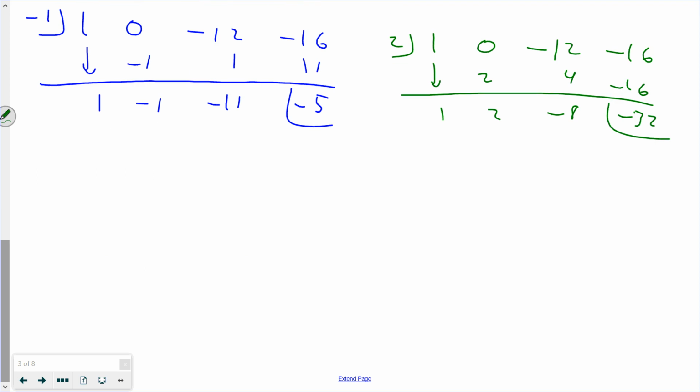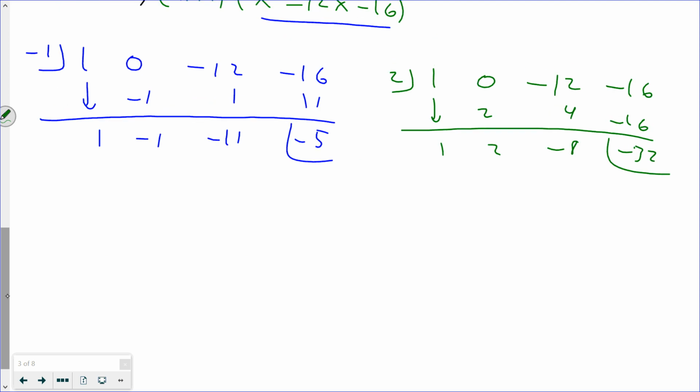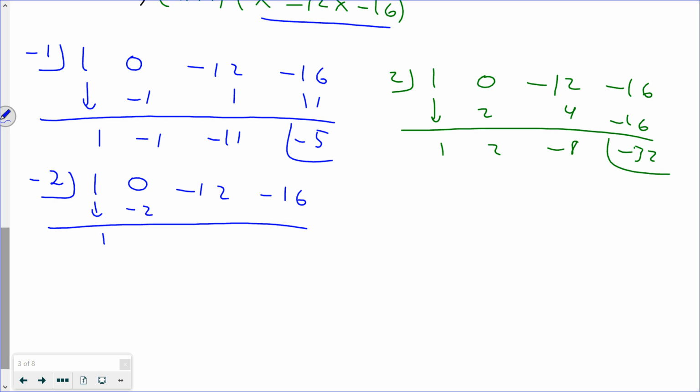Let's go ahead and try negative 2. The same coefficients. Drop down to 1, that's negative 2, that's 4, negative 8, positive 16, and we get 0. So negative 2 does work.